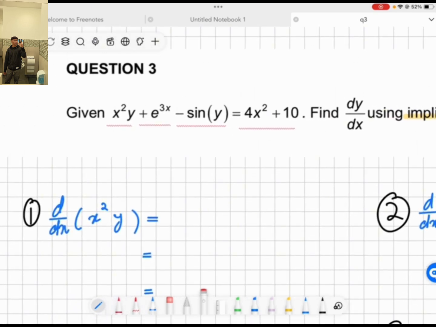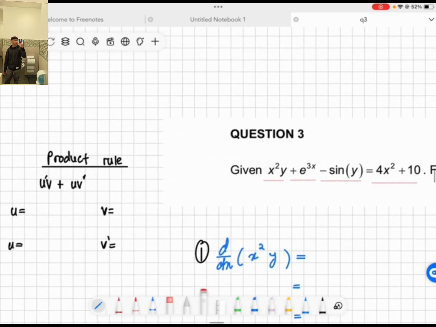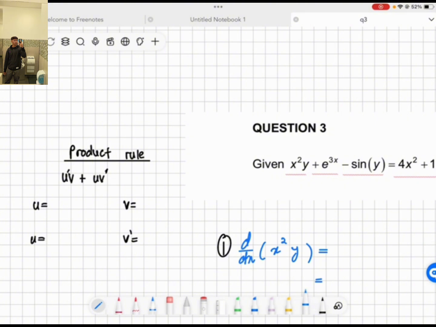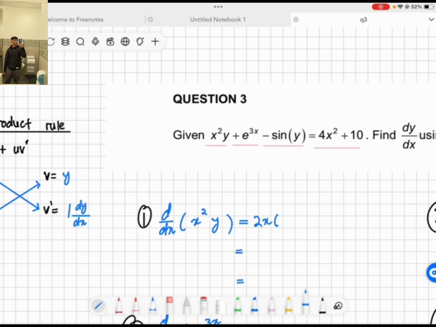For the first part, we have x squared and y. So in this case, we need to use the product rule. As we know, the formula of the product rule is u prime v plus u v prime. So our u will be x squared and v will be y. u prime is 2x and v prime is 1 dy over dx. So we can substitute into the formula. So it will be 2x times y plus x squared dy over dx. Expand, x and y will be 2xy plus x squared dy over dx.